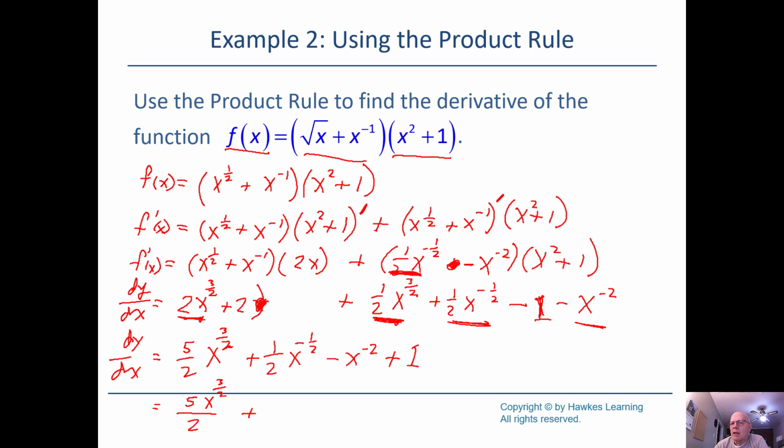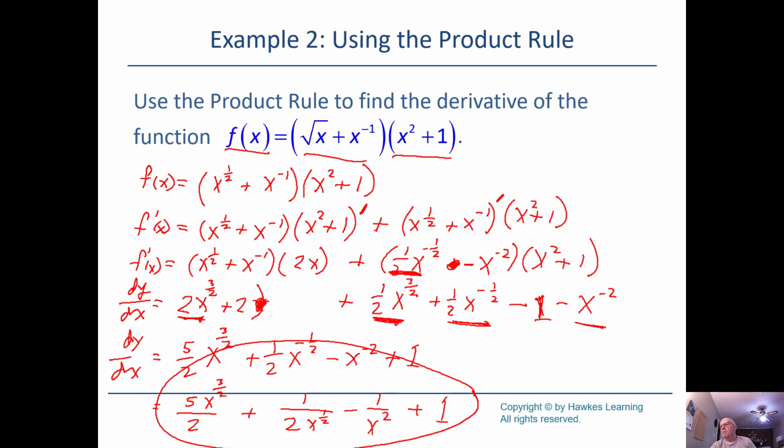And this one has a 2 on the bottom. And because this has a negative exponent, we can put x to the 1/2 down there. Or if you wanted to, you can make that the square root of x. And this has a negative exponent, so this would be minus 1 over x squared, and plus 1 at the end. And we should be in business with that. All right. A little bit of practice, you'll be an expert too.